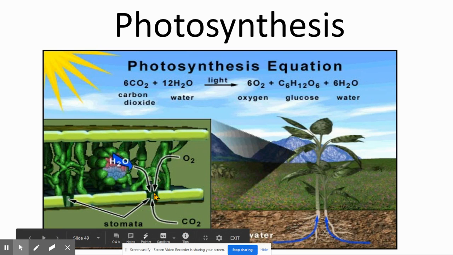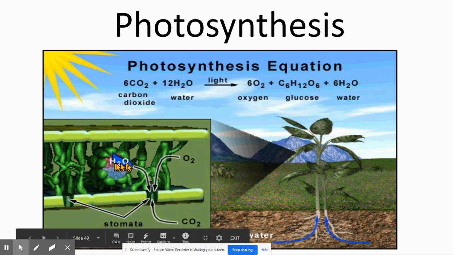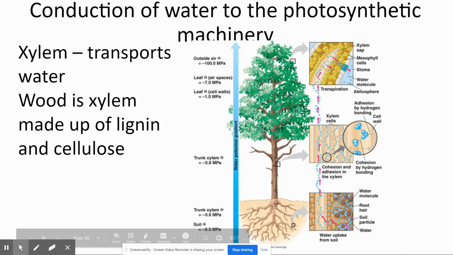So these stomata have to be open in order for the plant to do photosynthesis, because that's its only source of carbon dioxide. And it needs water, right? So it needs water, and it needs CO2, and it needs light. So you might ask, why is the water leaving the cell? I'll show you that in a minute.